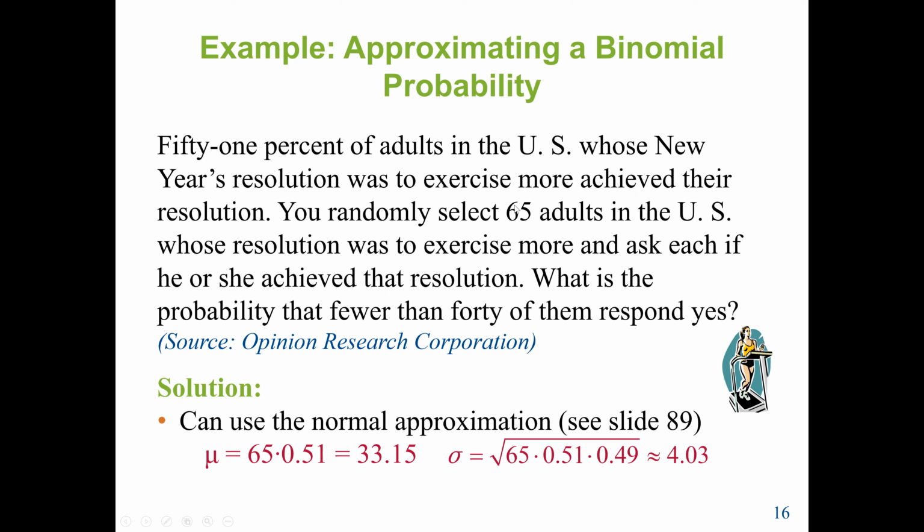In this case, the sample size is 65. 65 times 0.51 gives us 33.15, and 65 times 0.49 is around 32. So both values, np and nq, are greater than 5. If that is the case, we are going to find the mean, which will be np, 33.15. Then we find the standard deviation, which is the square root of npq, which gives us 4.03.